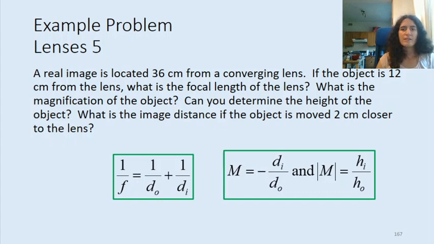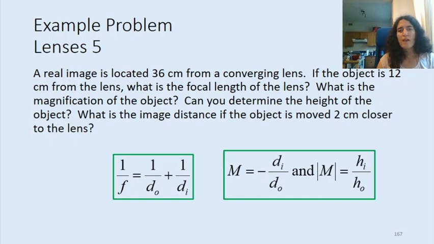And here's another example where we have an object. A real image is located 36 centimeters from a converging lens. If the object is 12 centimeters from the lens, what is the focal length of the lens? What is the magnification of the object? Can you determine the height of the object?